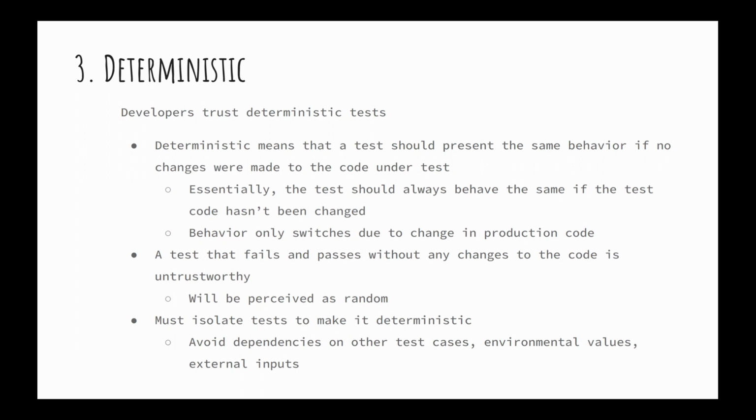A test that sometimes fails, sometimes passes, even though the test code hasn't been changed, is unreliable. And testers will avoid it, and sometimes they might even just avoid testing that portion itself. And in order to make it deterministic, you want to isolate the tests. You want to avoid dependencies on other test cases, environmental values, and external inputs.